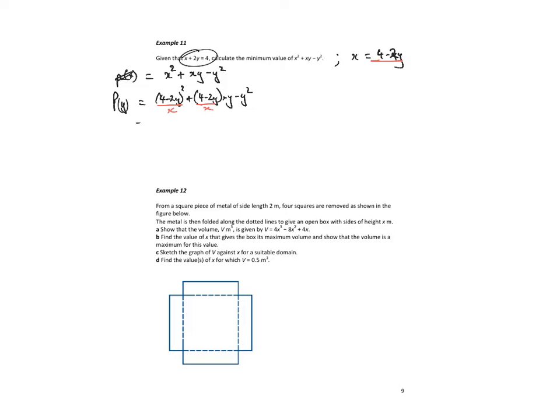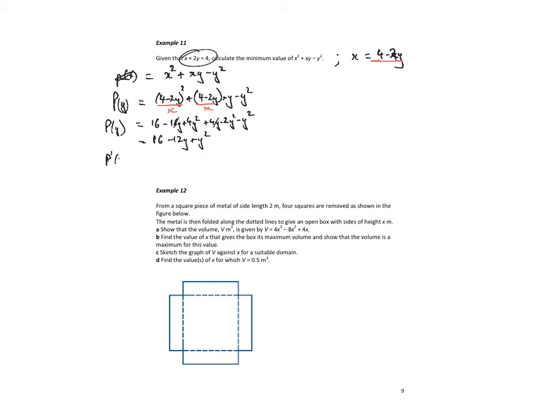We could probably use a CAS here, to be honest. Expand that, 16 minus 16y plus 4y squared plus 4y minus 2y squared minus y squared equals 16 minus 12y plus y squared. So there's the polynomial that I want to try and get a minimum value for.